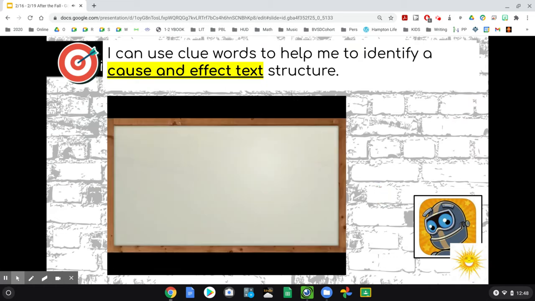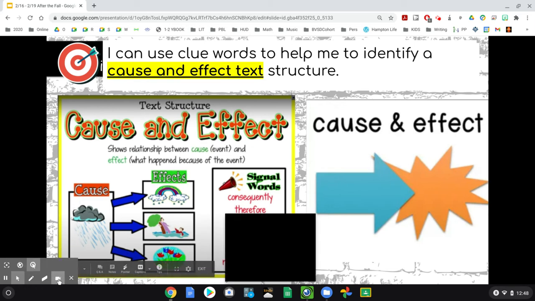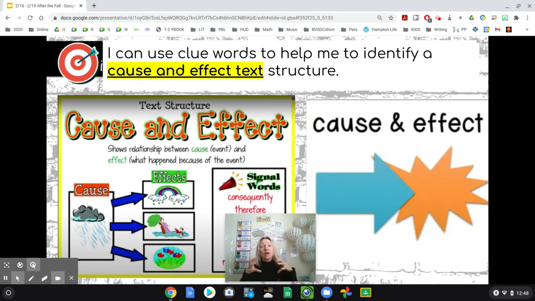All right, moms. So now we have a good understanding of looking at the signal words, or as we've been calling them, clue words. And we're going to use that to help us identify and understand why we are calling the particular text that we're going to read today together a cause and effect text structure.